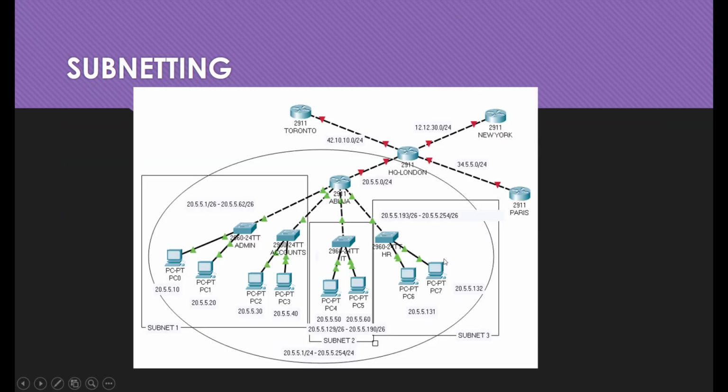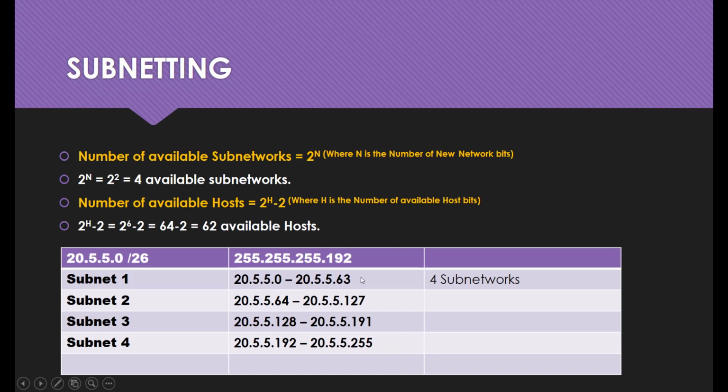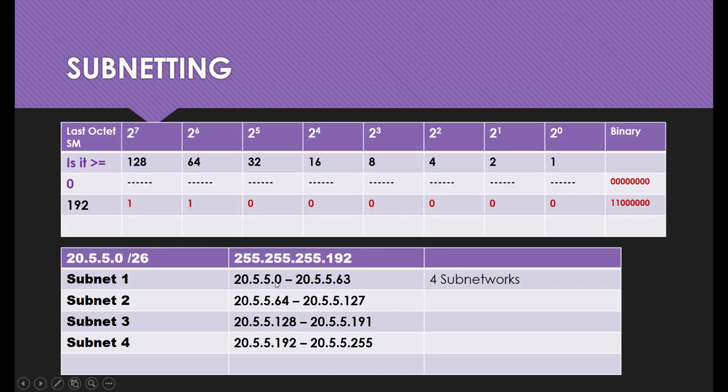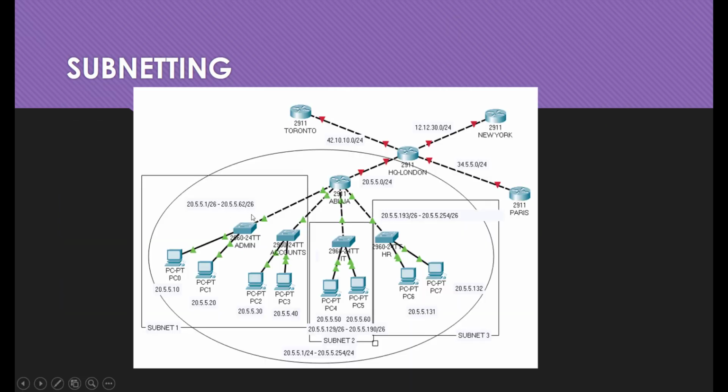That's why when we go back to the chart, we can see that this first one was from .1 to .62, because the .0 is the network portion. So .1 will be the first available host address, and .63 is the broadcast address. So .62 should be the last available host address, and that is why we have what we have here.